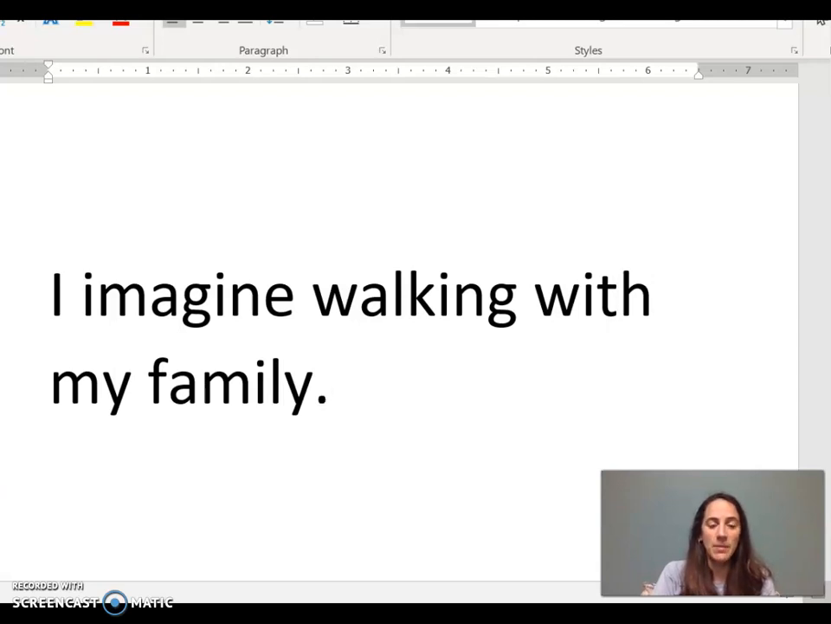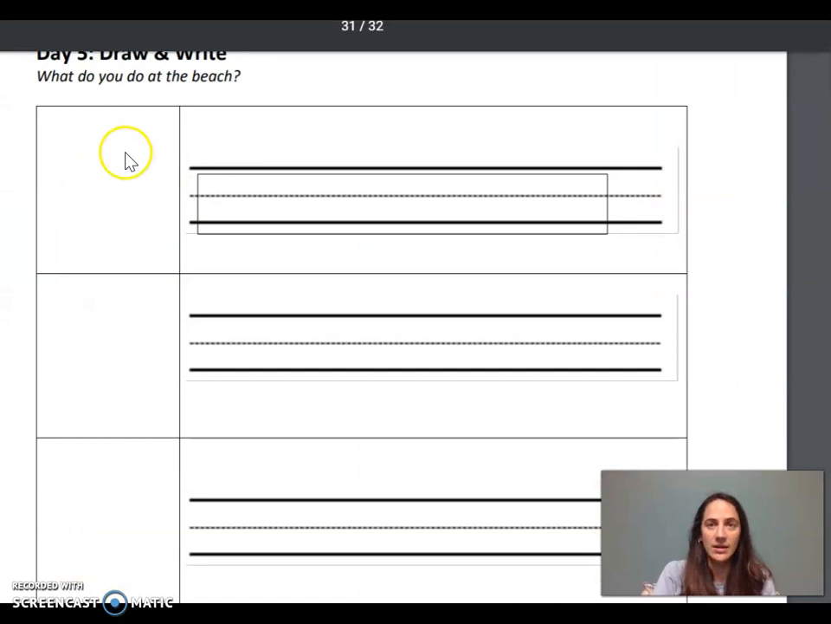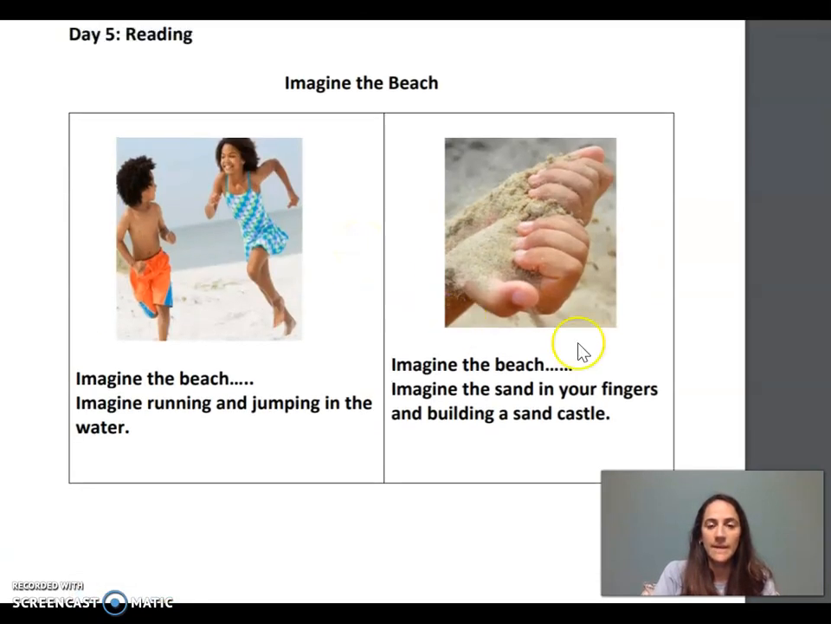And now on my paper, I can draw a picture of that right here. But we have 1, 2, 3. Let's find a different one. Let's read this again. Imagine the beach. Imagine the sand in your fingers and building a sand castle. How can we use this to help us?